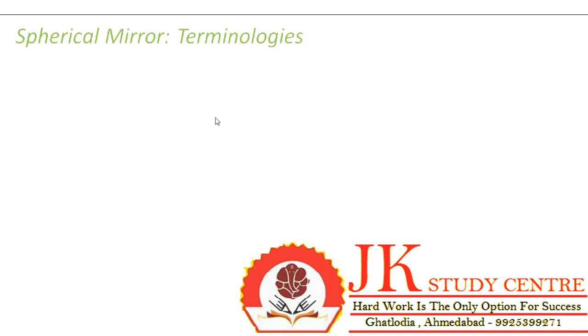Now let us look at some of the terminologies related to spherical mirrors, because our objective right now is to study reflection of light by spherical mirrors: how reflection takes place and how image formation takes place in spherical mirrors. For that we should be aware of some terminologies. The first term is pole. What is the pole of a spherical mirror? It is the center of the reflecting surface.